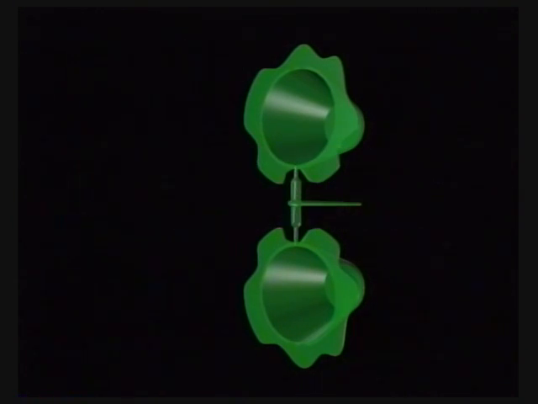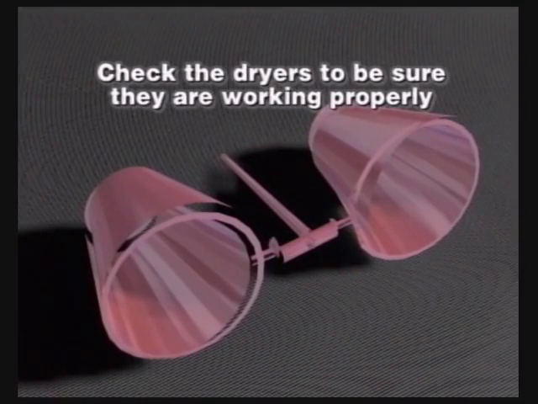Plastic material that is not properly dried will flash. An improperly dried material will flow more. This will reduce the packing pressure and may also produce brittle parts. Check the dryers to be sure they're working properly.